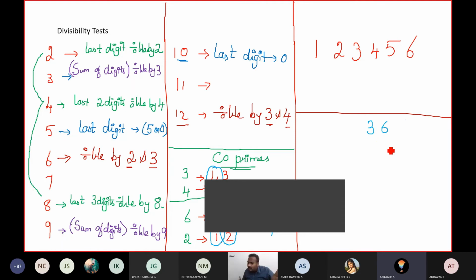Tell me the number of ways in which I can write 36 as a product of two numbers. I can write it as 6 into 6, or else any other possibilities? 9 times 4. Very good. Any other possibilities? 12 into 3. Okay. Fine. Enough. So out of these, which pair is a co-prime?